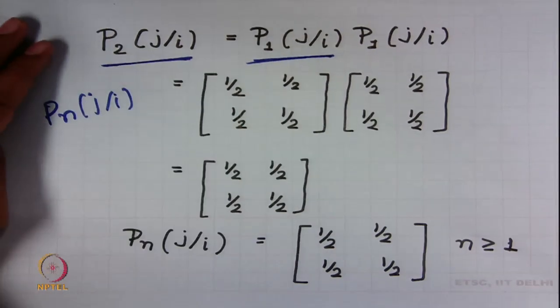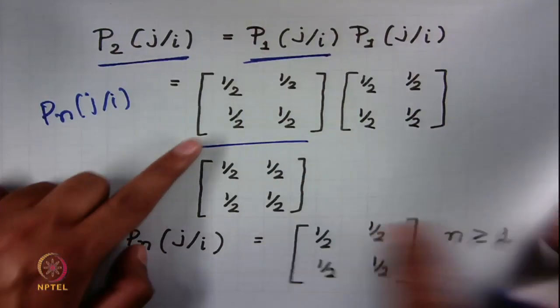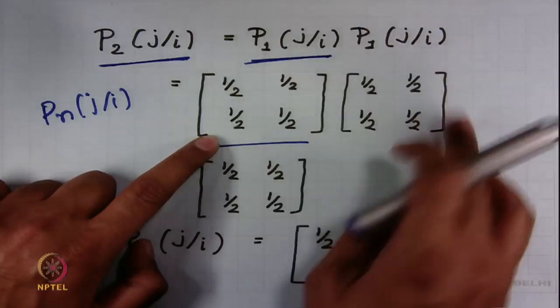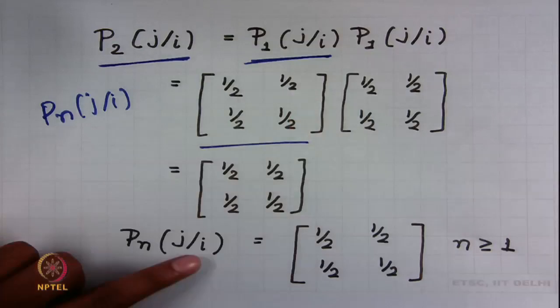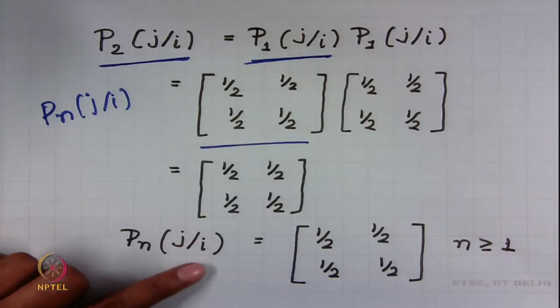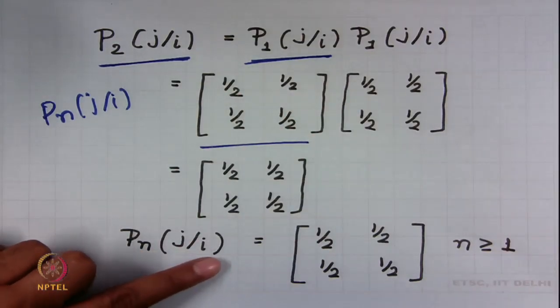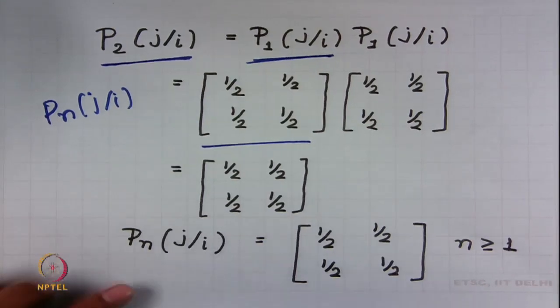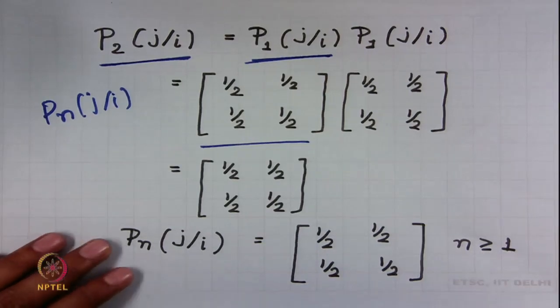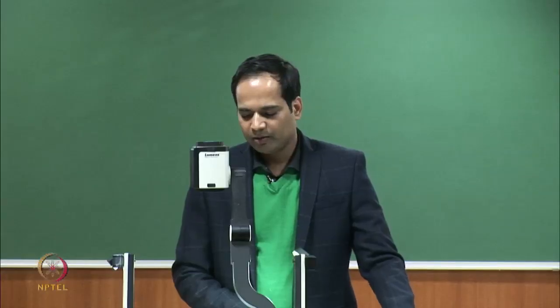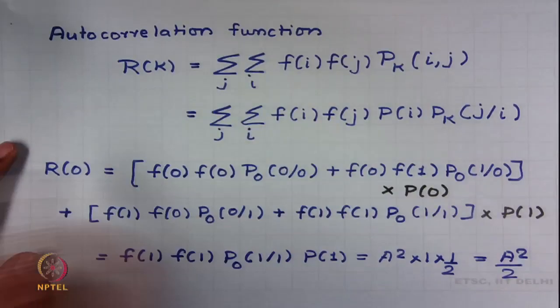It is just matrix multiplication. So, to find P 2 j given I, you just have to multiply this matrix that we obtained with another such matrix, and what you end up with is again the same matrix. So, here we have just done the matrix multiplication, and you can prove it yourself that P n j given I will again be a similar matrix if n is greater than or equal to 1. So, we have obtained these transition probability matrix, and now the job is to find out the autocorrelation function.